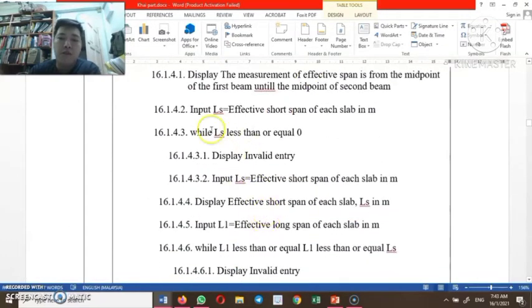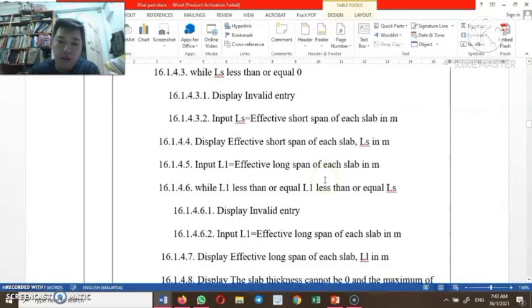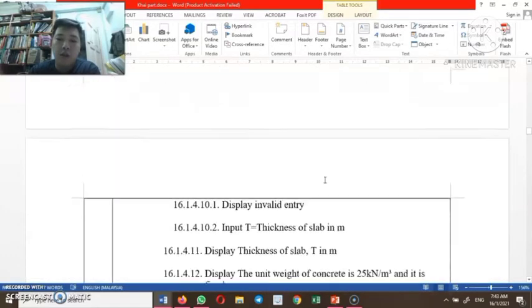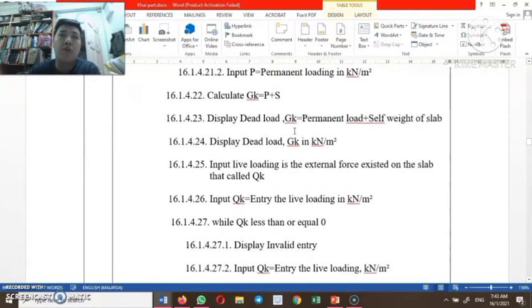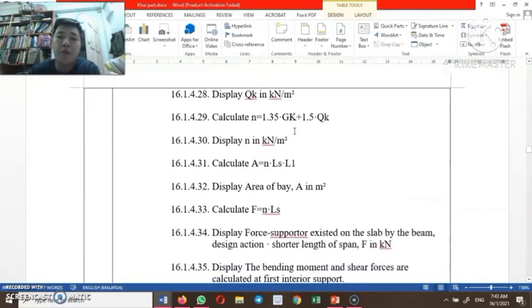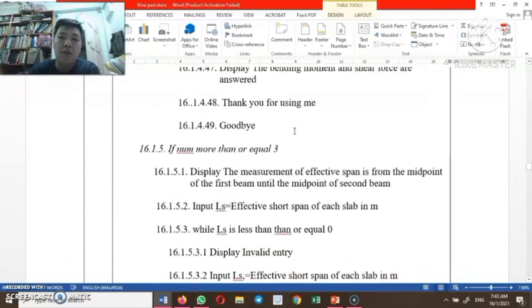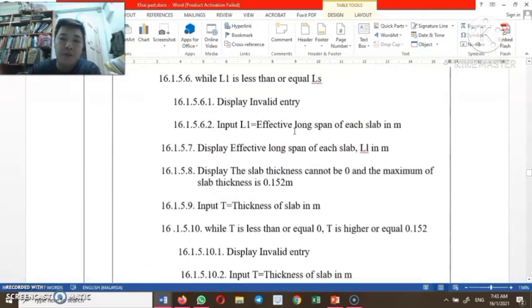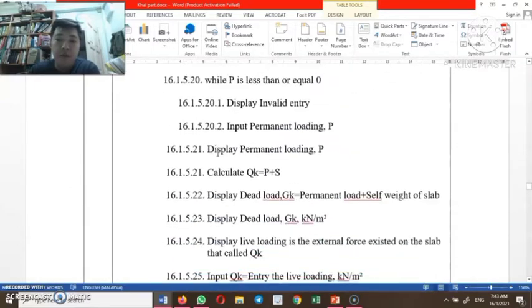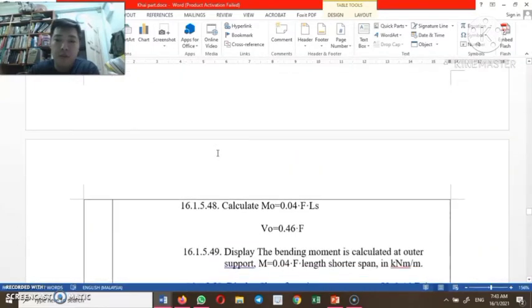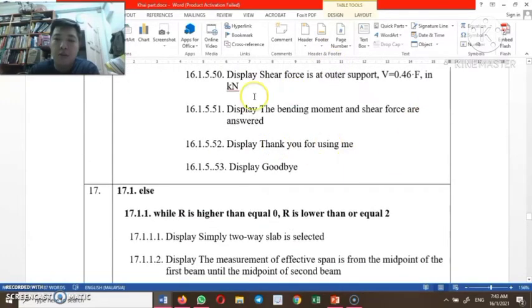They need to put the effective short span, and they need to put the effective long span and the thickness and so on to find the Gk and Qk. It's just that the shear force and the bending moment are quite different. Okay, so you can see here, this is the number of spans of slab more than or equal to 3. So the result is here.